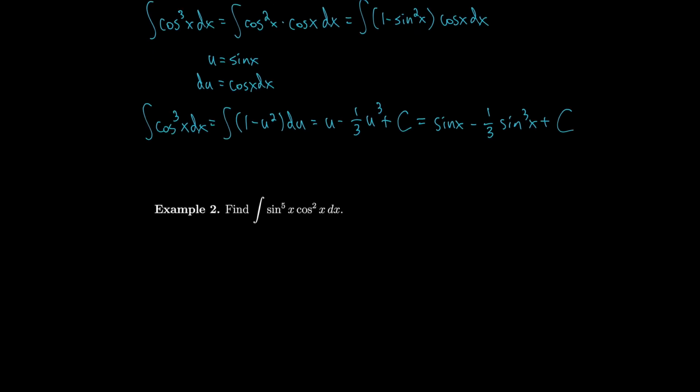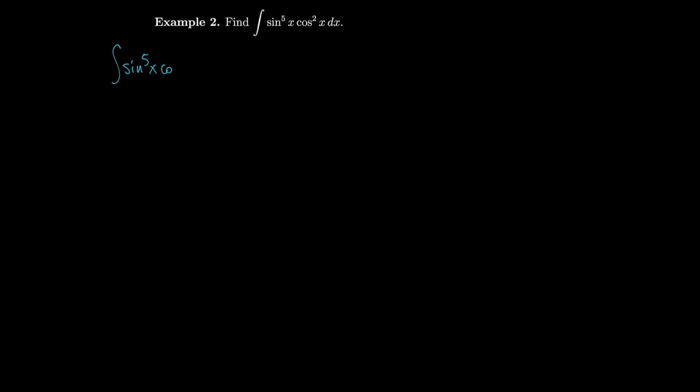So let's try that again with sine to the 5th cosine squared. So we'll rewrite this integral. We could probably use a sine squared in here. So when we pull out sine, how about we write sine to the 4th as sine squared squared? And then the cosine squared is going to stay cosine squared, and we pull out one of those sines so that it goes from sine to the 5th to sine to the 4th.